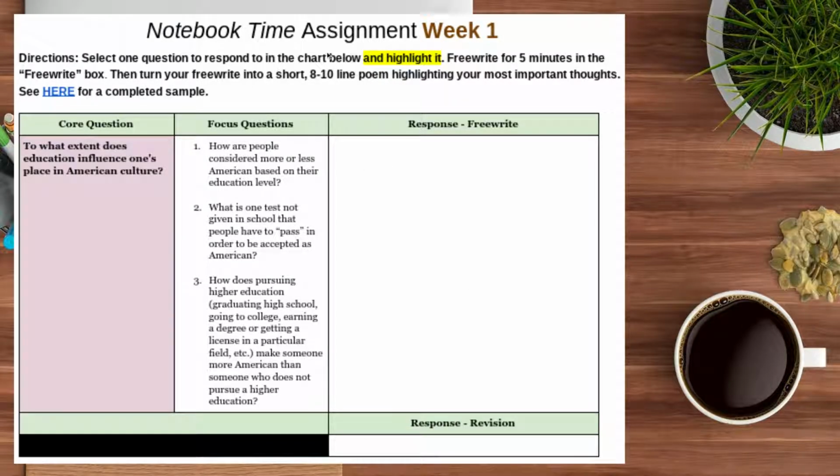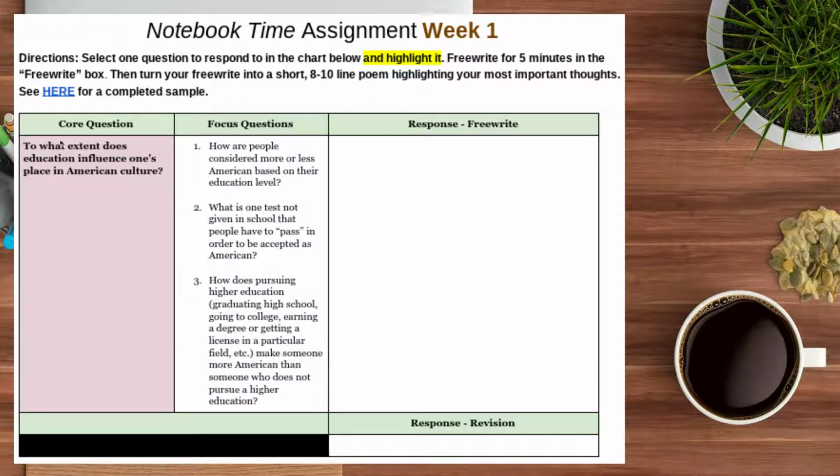So if you take a look at the example for this week, the directions say select one question to respond to in the chart below and highlight it. Free write for 5 minutes in the free write box, which is here. Then after you do that, you're going to turn your free writing into a short 8 to 10 line poem, highlighting your most important thoughts. And as always, if you need an example, there's always a hyperlink that'll show you that. And I'll show you the example in just a second.